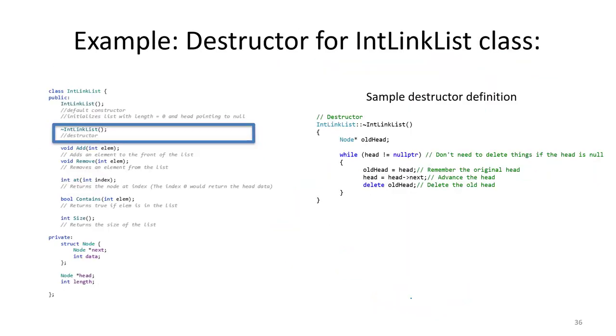So if we follow that approach for the destructor of the int linked list class, we would write the code for the destructor in a very similar way. Notice we would declare that oldHead pointer, and we would use the exact approach that we just illustrated to delete the nodes one at a time until head points to null.